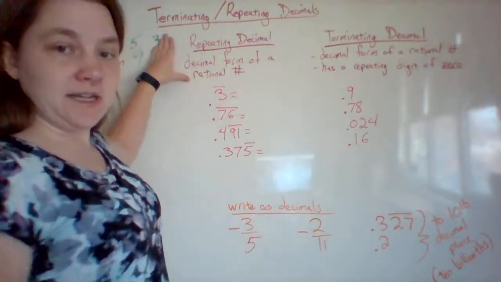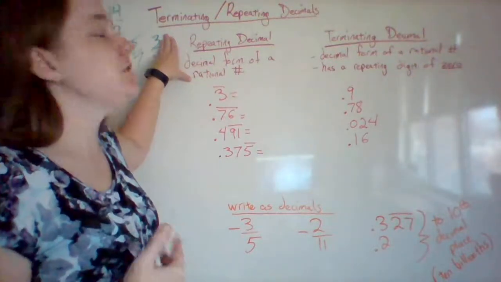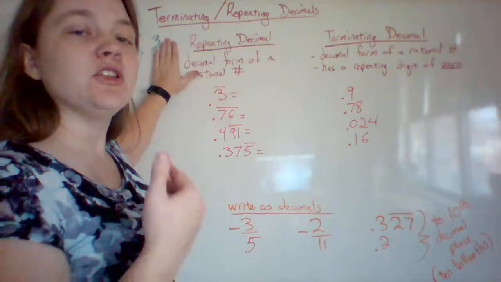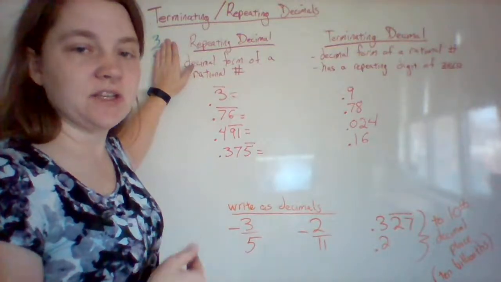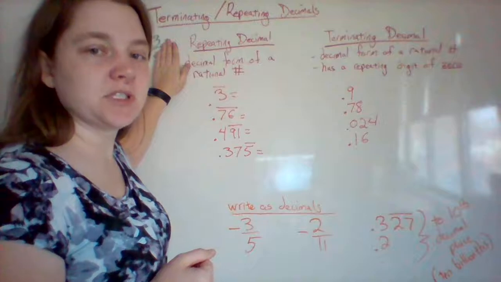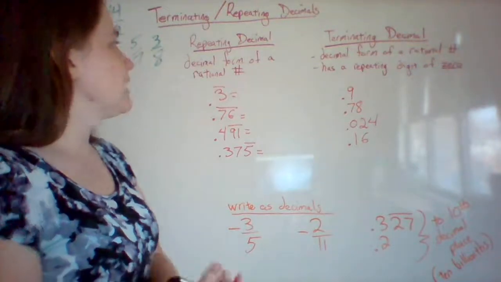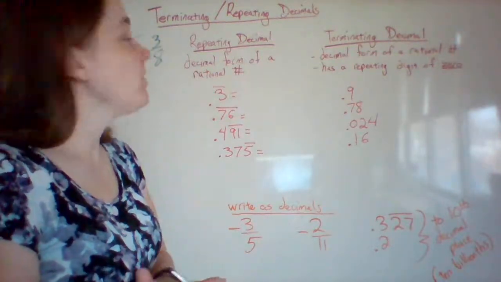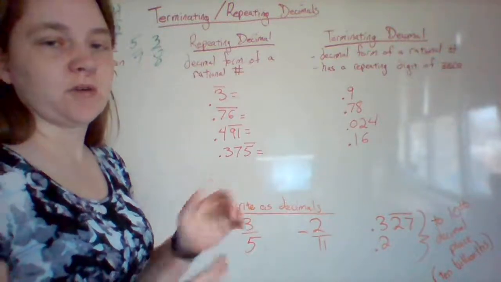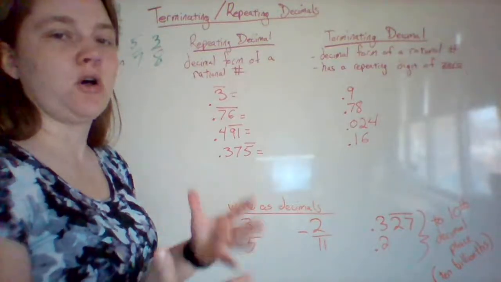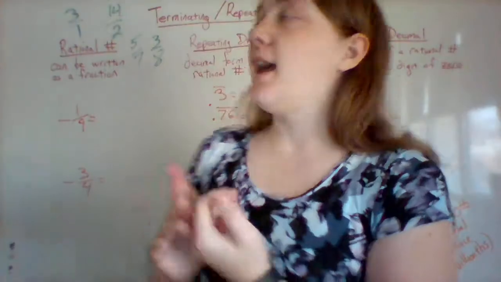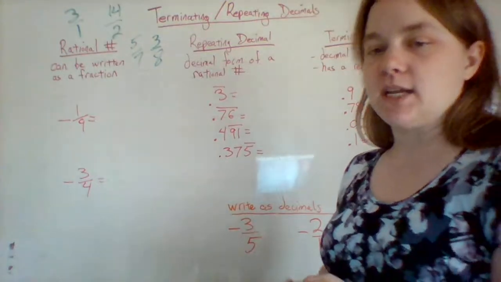Now, when you take those fractions and you make the L divide, you're going to get one of two different numbers. And the first number is a repeating decimal. And this is the decimal form of a rational number. It actually encompasses all the numbers you're going to get. Everything that you're going to get is a repeating decimal.